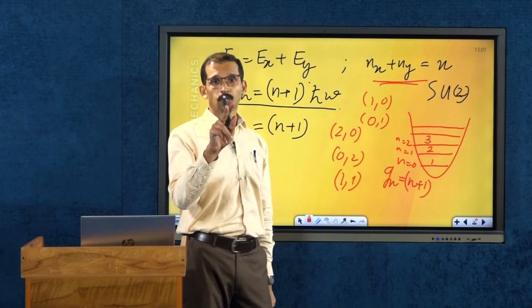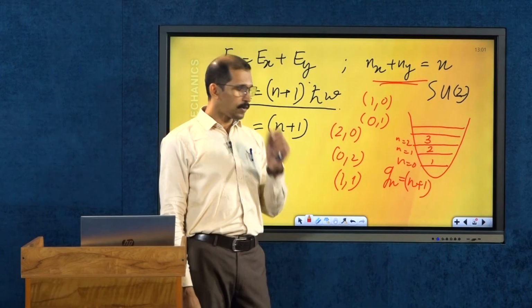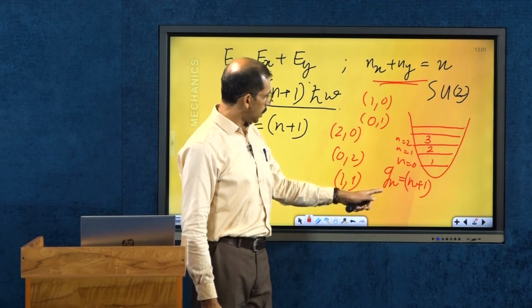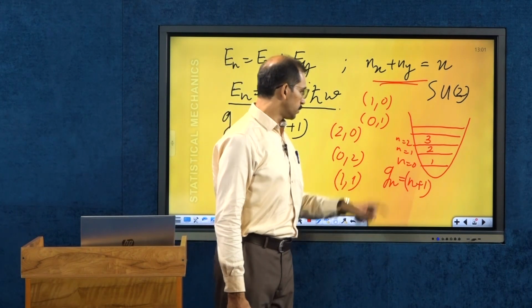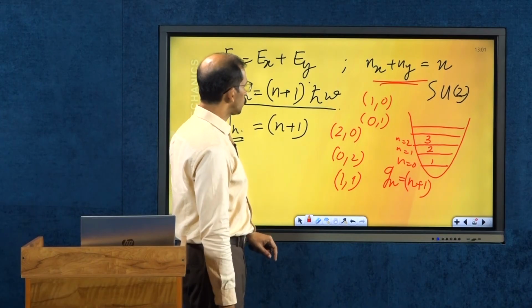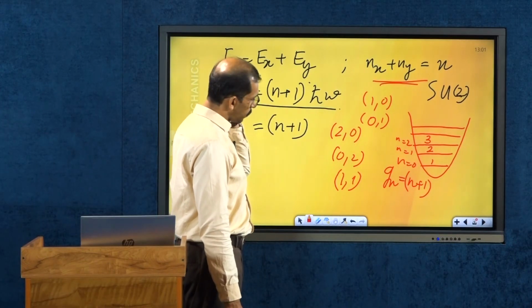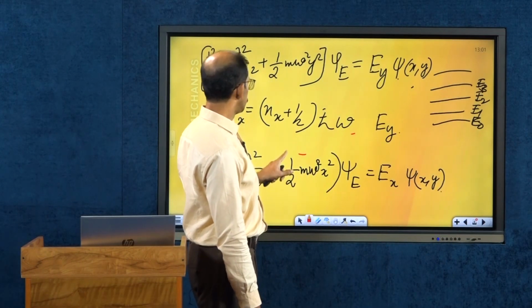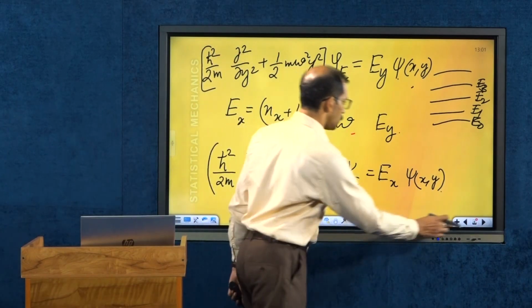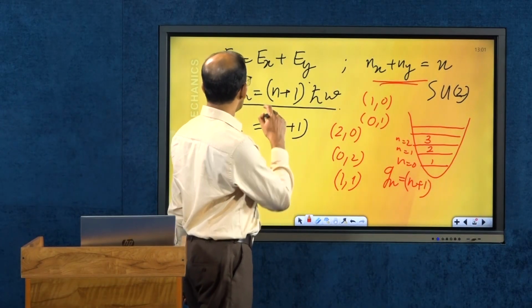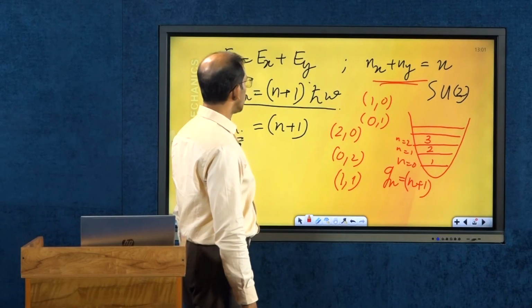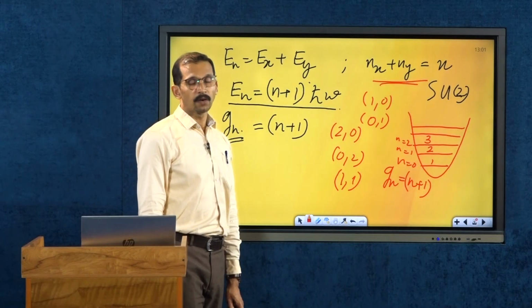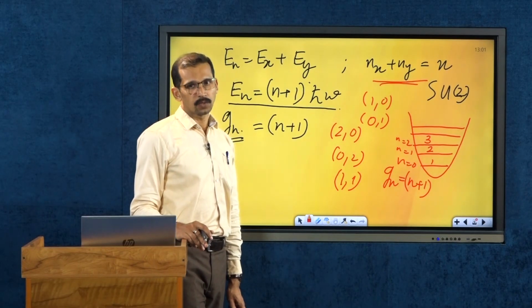2D means what? I have only two things, nx and ny. But if it was a 3D, I would have nx, ny and nz, which we are not doing at this point of time. So Gn is equal to n plus 1. That is why I took Gn equal to n plus 1, and in the previous slide we had calculated the expression for the energy also, right? En is equal to n plus half h-bar omega, and both those expressions we will substitute in the expression which we found for the single particle harmonic oscillator.